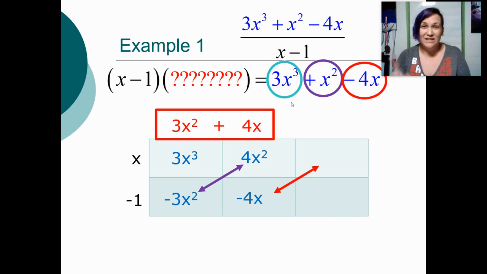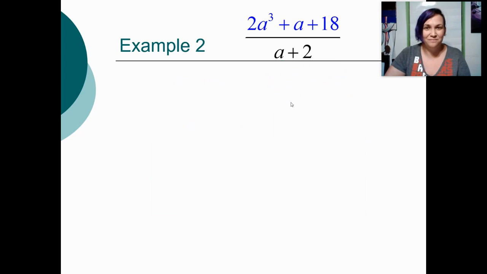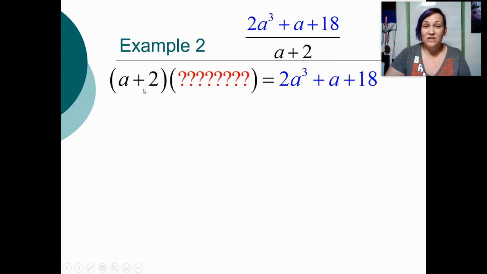Let's do one more together and make sure we understand where all the pieces of the puzzle fit. So here's my next example: 2a to the third plus a plus 18, and I want to divide that by a plus 2. Remember, that means I'm trying to figure out a plus 2 times what will get me 2a to the third plus a plus 18.